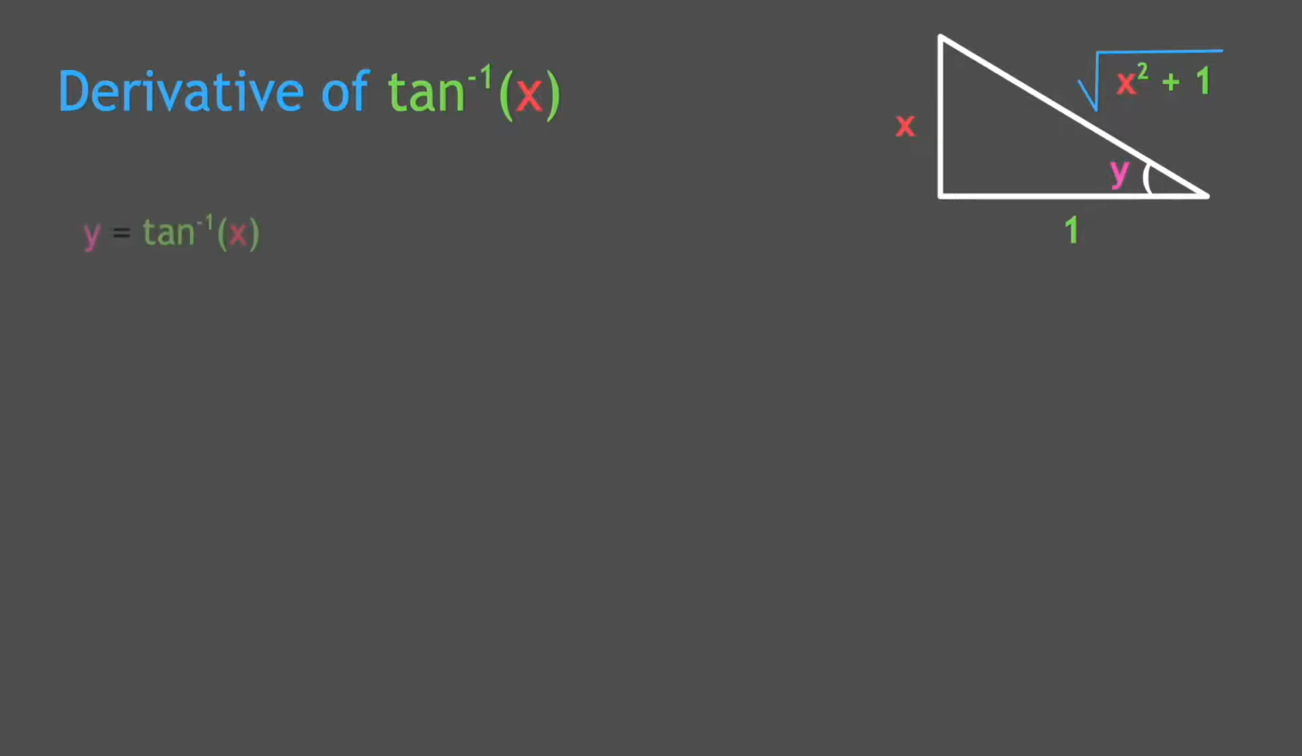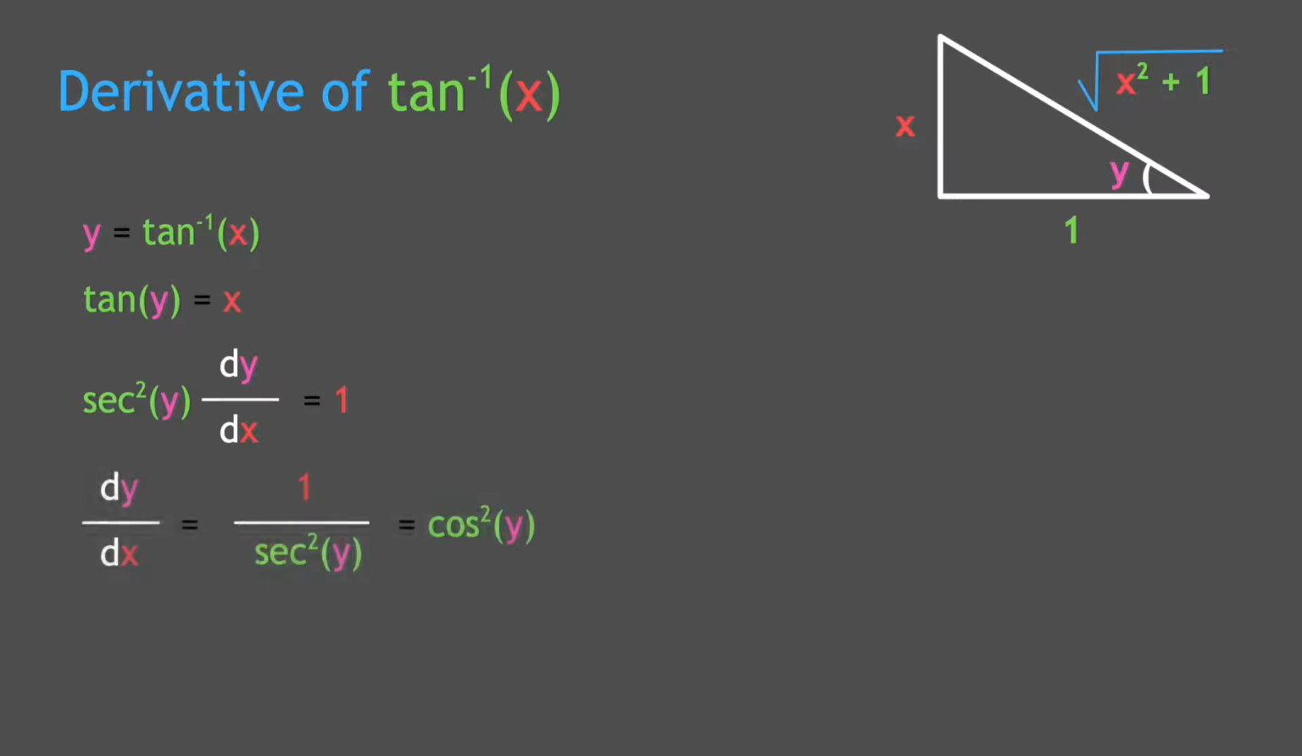So our equation is going to read y is equal to the inverse tangent of x. From here, what we want to do is isolate our x and get the tangent of y is equal to x, and then take the derivative of both sides. This is going to leave us with the secant squared of y times dy over dx equal to 1. What we want to do now is get our dy over dx by itself and have dy over dx is equal to 1 over the secant squared of y, which is equal to the cosine squared of y.